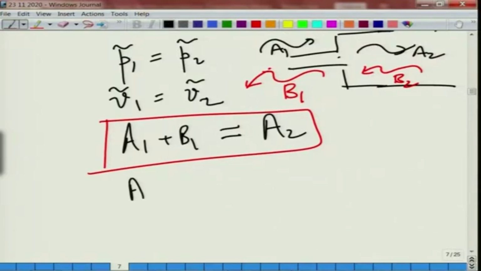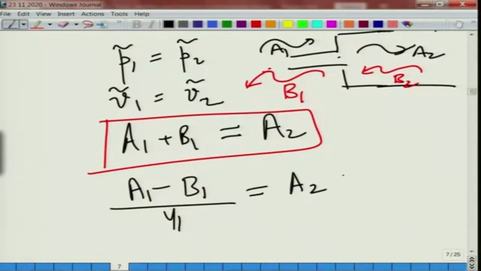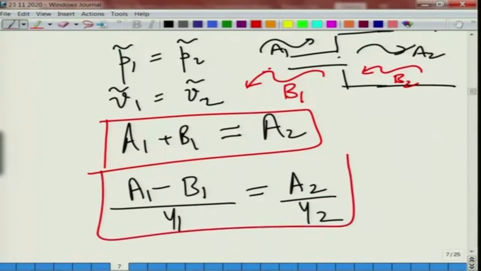Remember, mass velocity was nothing but (A1 minus B1) by y1, with the complex exponential evaluating to unity, because that is where you are fixing the coordinate system, equal to (A2 minus B2) by y2. So B2 is 0, and you get another equation here. So, what do we do with this?